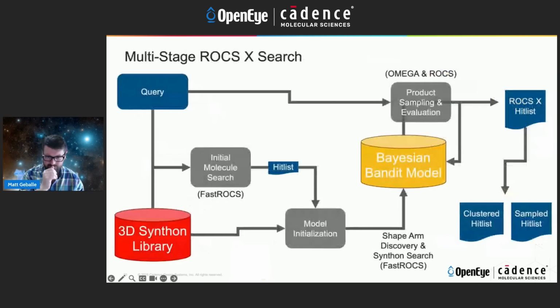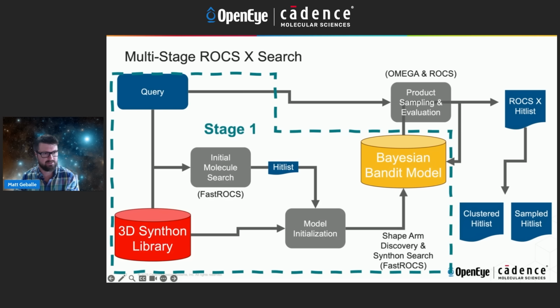So to walk through this in a maybe more traditional schematic, not using building blocks, this is what the ROCS X search looks like. It's also a 3-step process. We also provide a multi-stage flow that runs all 3 steps for you. So all you need to do to execute a search is to bring your query and to select which 3D library you want to search.